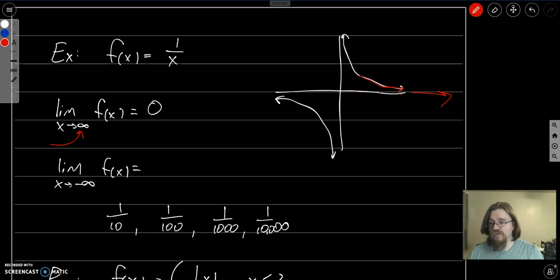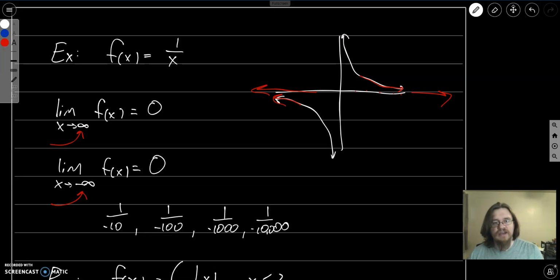Again, instead of going to infinity, we can go to negative infinity, meaning that we're getting further and further to the left. And as we follow our function, its height is getting closer and closer to 0. So if I take 1 divided by negative 10, 1 divided by negative 100, negative 1,000, negative 10,000, as we go further and further to the left, our function height is getting closer and closer to 0. When we have limits as x approaches infinity or negative infinity, we just follow our function as it goes further and further to the right or to the left.